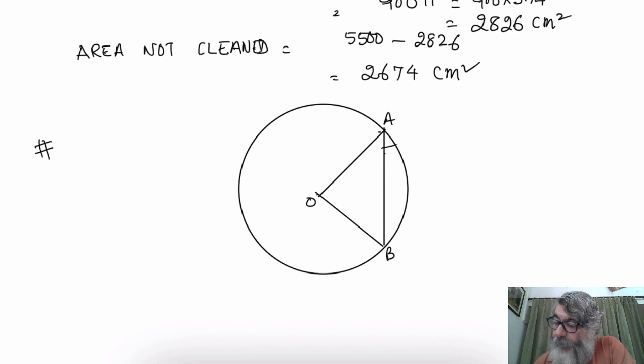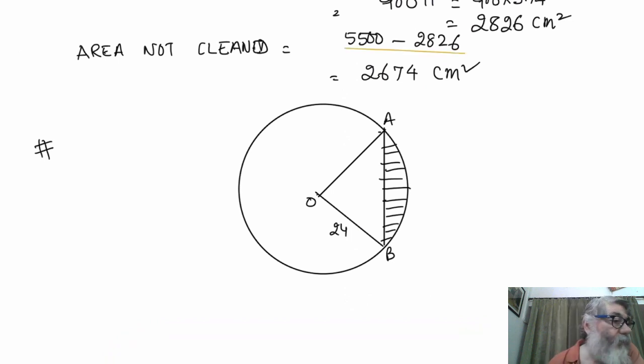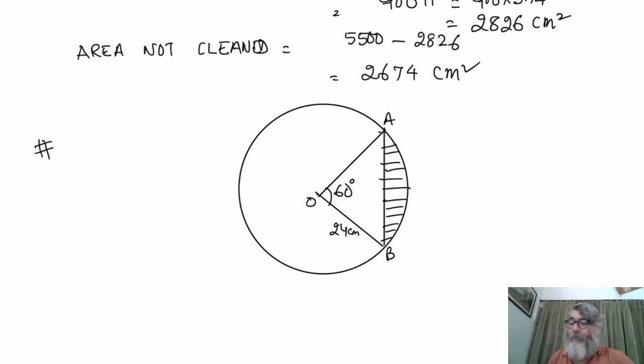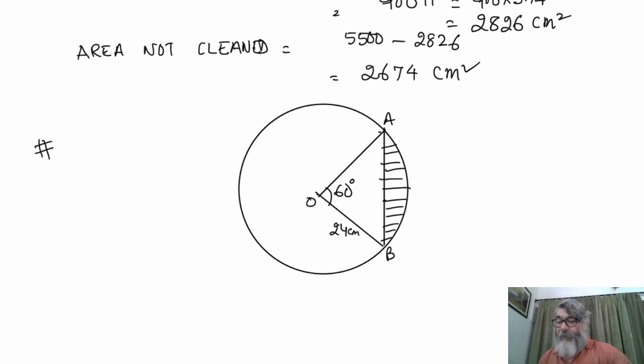He wants the area of this portion. And what has he given? He has given the radius to be 24 centimeter, and the angle at the center is 60 degree. So now let us see what can we do about this question.